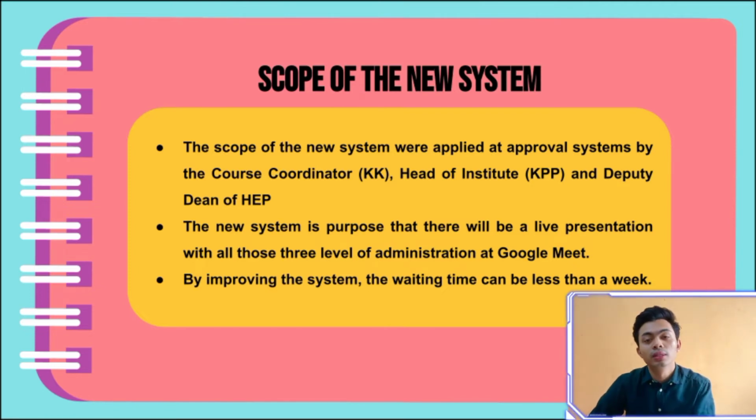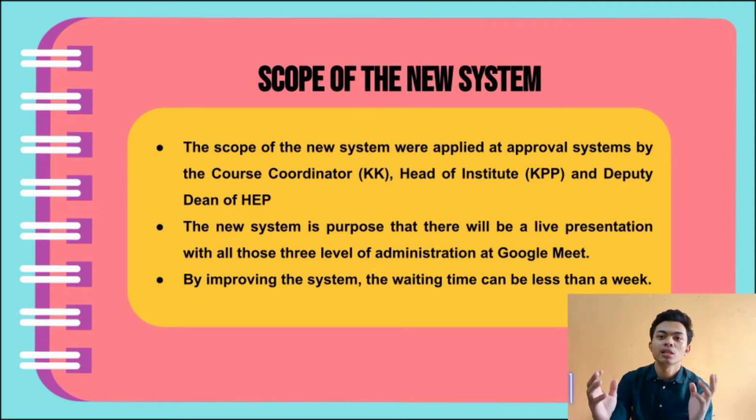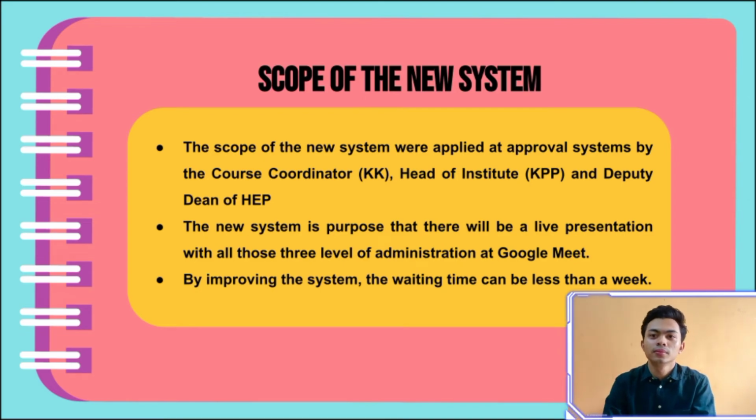Therefore, after we improve the systems at waiting places, the new system proposes that there will be a live presentation with all those three levels of administration on Google Meet. The secretary or the head of the program can present their proposal to get approved. Usually, it can take around 2 weeks to get approved in the bureaucracy system. By improving the system, the new waiting time can be less than a week. This system can benefit both the administrative sides and also the students that are in charge of the program.